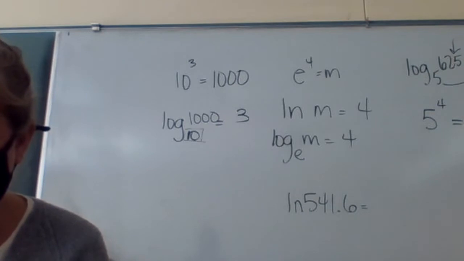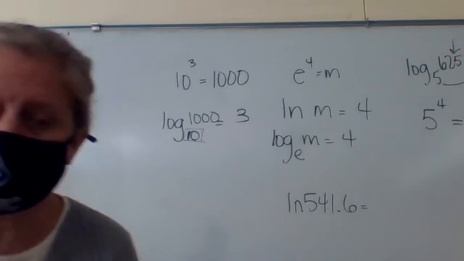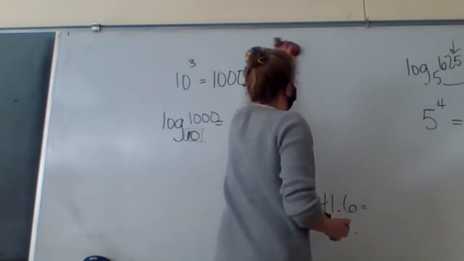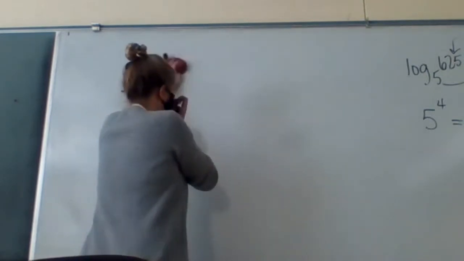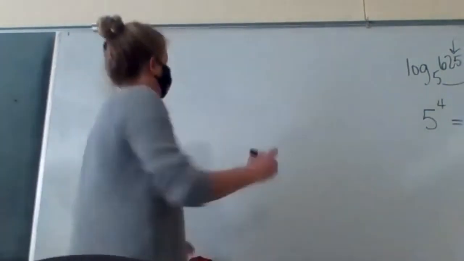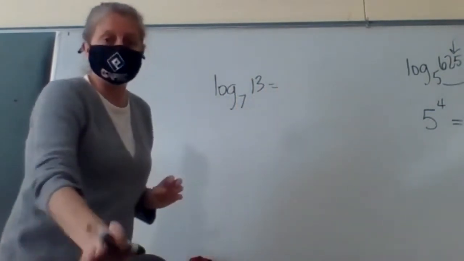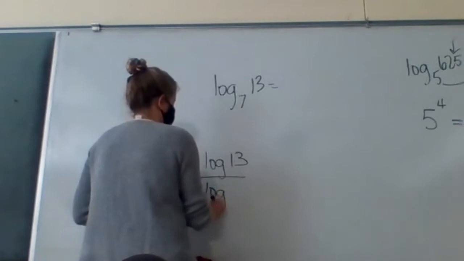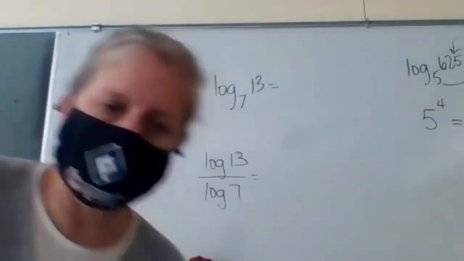All right, number 15 says find the logarithm using the change of base formula. So you can either use your log base function in your math button of your calculator, so let's see, I've got log base 7 of 13. So I can either just put that in my calculator or do log 13 divided by log 7. Either one of those are going to give me the same thing. So let's do it each way.